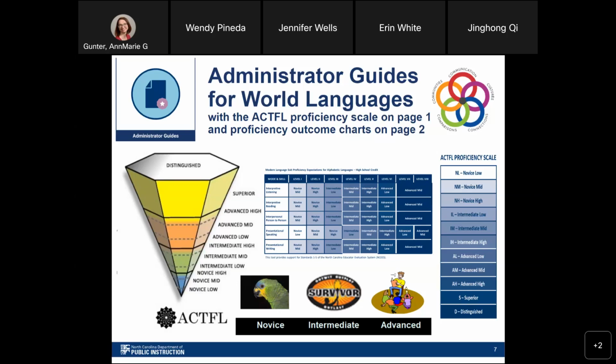And I'll pause here for a moment to see if there are any questions about the administrator guides or the actual proficiency scale. All right. Well, always feel free to use any of those administrator guides. They have been updated. They were first published in 2014, but they have been updated since then to make sure they include our latest hyperlinks and things like that to our resources.